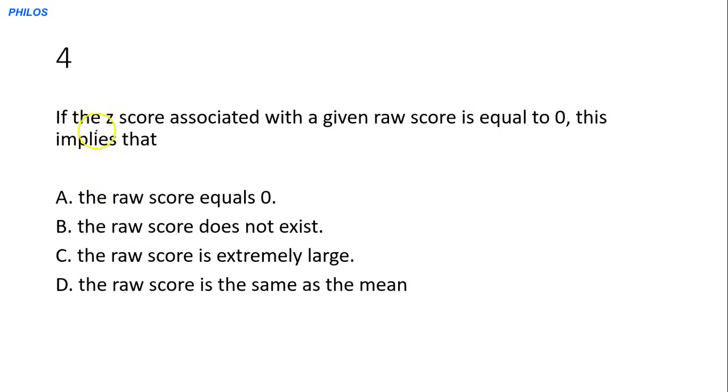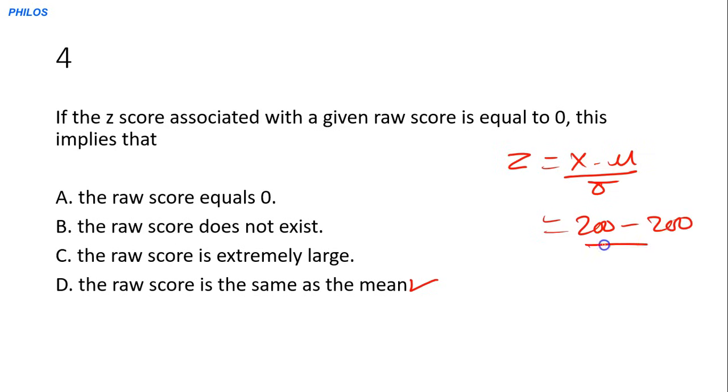Question 4 says, if the z-score associated with a given raw score is equal to 0, this implies that the raw score is the same as the mean. So the correct answer is D. The reason is, the formula for z is x minus mu divided by standard deviation. Now, let's say x is 200, and the mean also is 200. Let's even say we don't know the standard deviation. 200 minus 200 is 0.